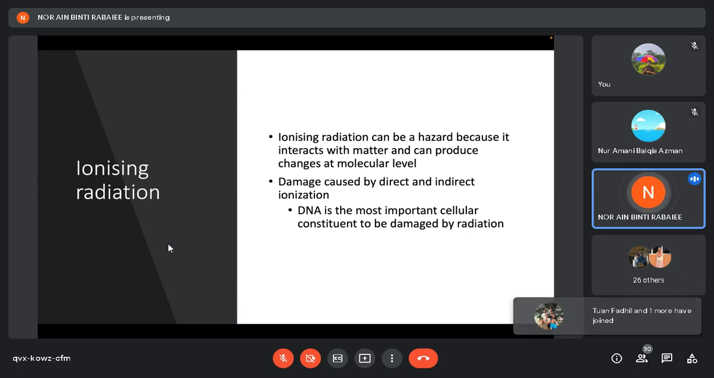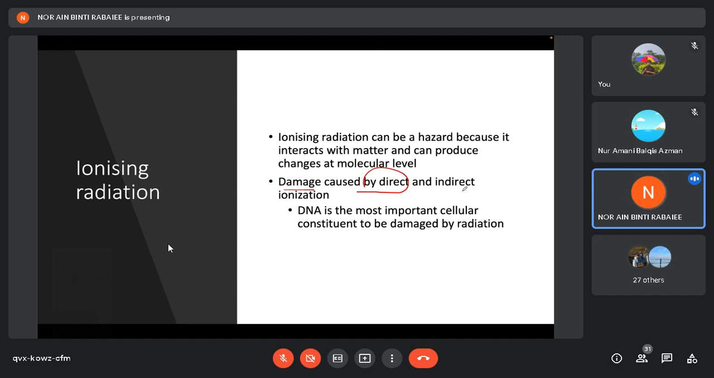So a little bit of introduction about ionizing radiation. We know that radiation is classified into two: ionizing radiation and non-ionizing radiation. In medical, especially in radiology, we use ionizing radiation for diagnosis, and in radiotherapy, they use ionizing radiation for treatment. Ionizing radiation can be hazardous, even though we know it is very beneficial for diagnosis and for treatment in certain cases, because when ionizing radiation interacts with matter, it can produce changes at a molecular level.